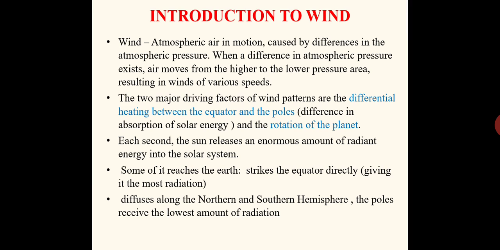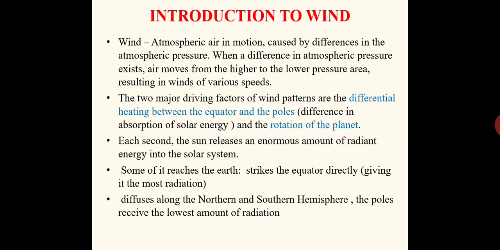Now the second reason is rotation of the planet. Now we know each second the sun releases an enormous amount of radiant energy into the solar system. Some amount of that solar energy reaches the earth also. Some of it strikes the equator directly. The equator region is getting more solar energy compared to the polar regions, giving it the most solar radiation, whereas diffused radiation mostly reaches the polar regions. So there is no direct solar insolation at the polar regions. That is the reason why the temperature at the polar region is very low.